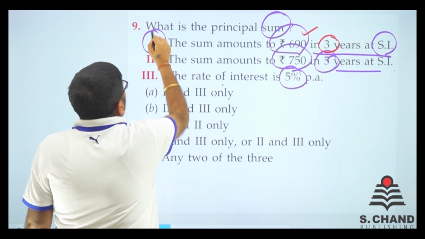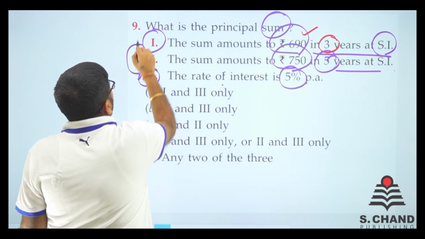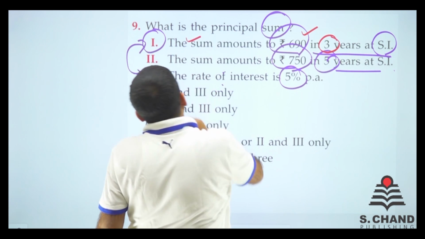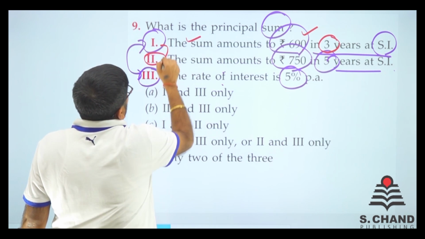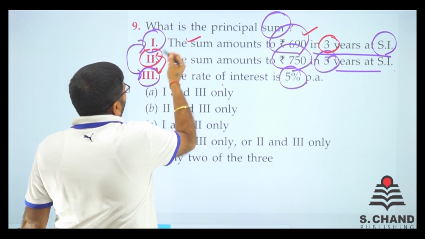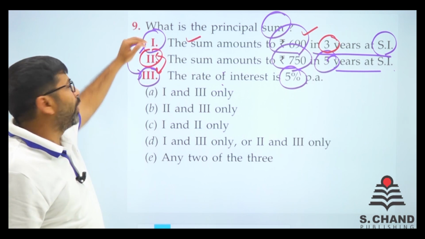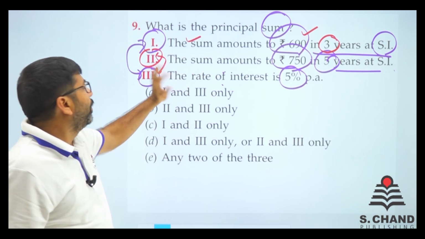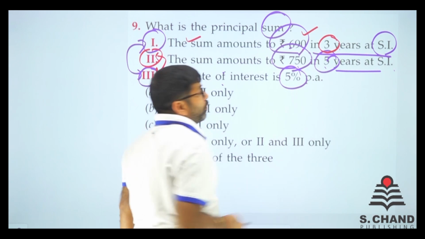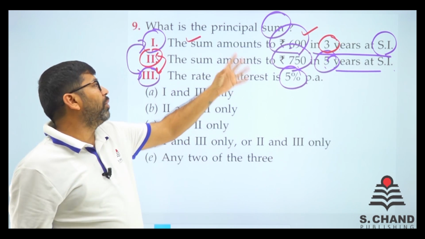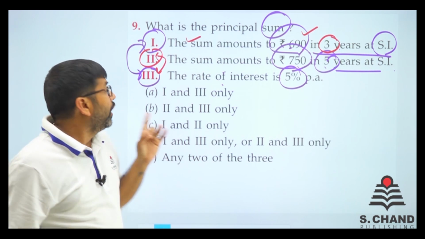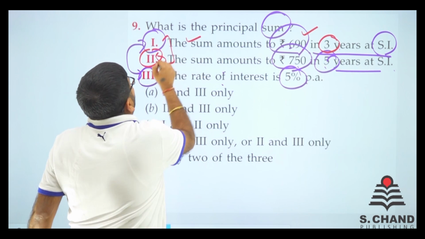See, if we have 1 and 3, we have all the 3. So if we have 1 and 3, we can find the answer. If we have 2 and 3, it is the same as 1 and 3. So 1 and 3 is equivalent to 2 and 3, because it says the same thing. In 5 years it is this, in 3 years it is this, and the rate of interest is this. So rate of interest, time, amount, everything is given. If everything is given, you can find out the sum. No issue at all.